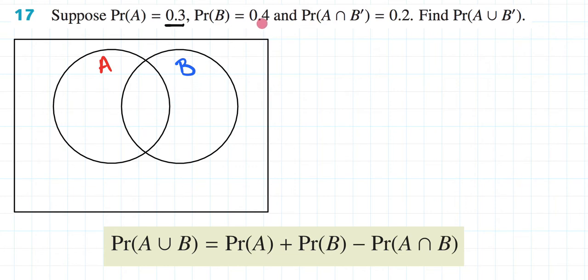And so too with B. I know that B is 0.4, but that applies to the whole circle, and I don't know how that 0.4 is going to be divided up into my B only and the intersection. So I'm going to have to rely on the probability of A intersection the complement of B, which is equal to 0.2. I'm going to color in my Venn diagram to find out what A intersection the complement of B is. Let me first color in A, which is easy. A is simply my circle, so I'm going to color that in like this.